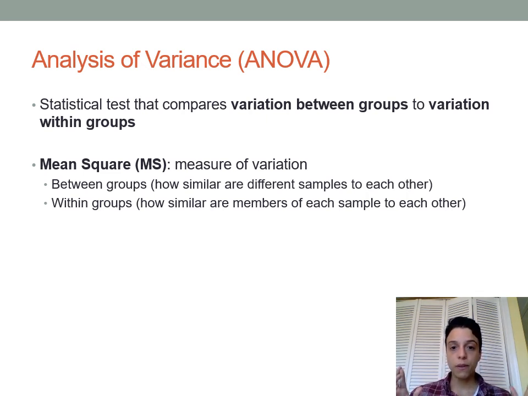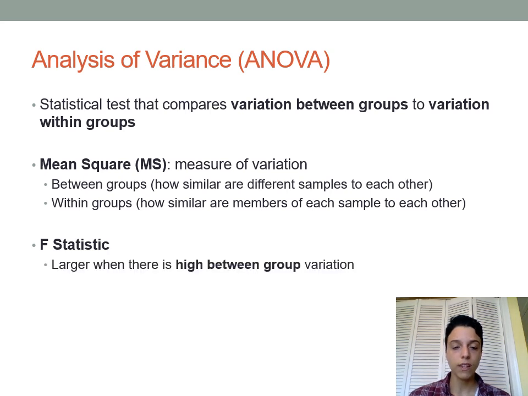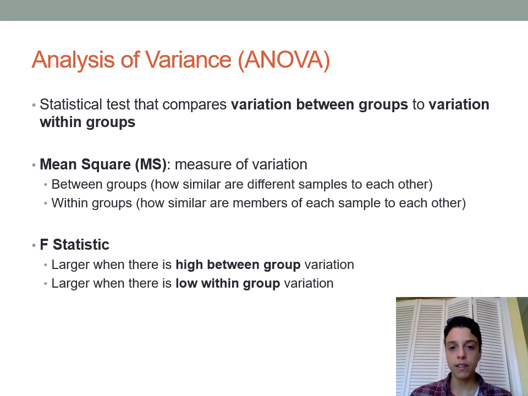And these two values, your within groups mean square and your between groups mean square, will be used to calculate something called an F statistic. And the F statistic is the test statistic for an ANOVA test. It's larger when there's a lot of variation between groups. So it's large when your groups are very different from each other. And it's large when there is very low within group variation. So in other words, you have a large F statistic when members of each group are similar to other members of the group they belong to.